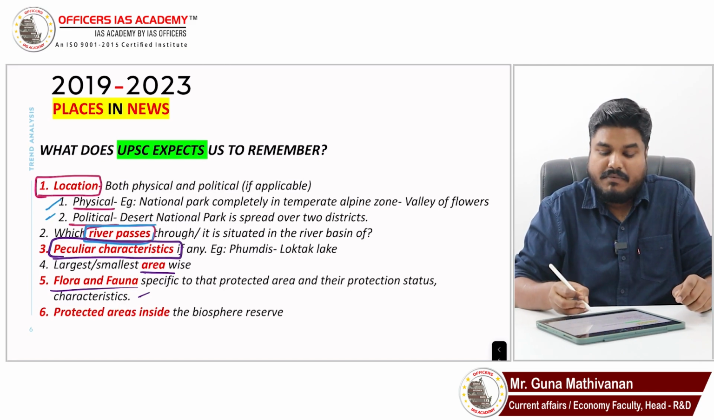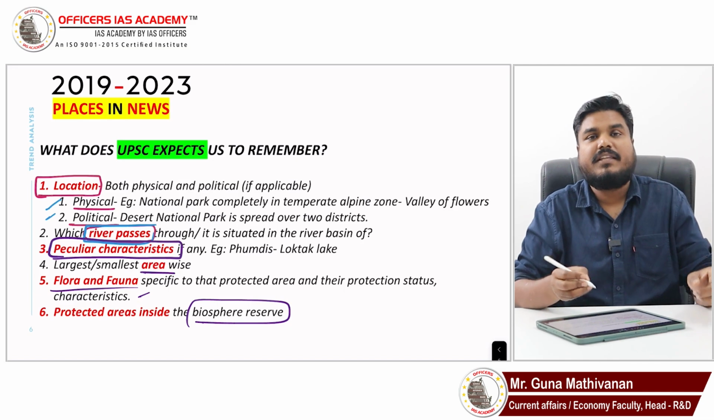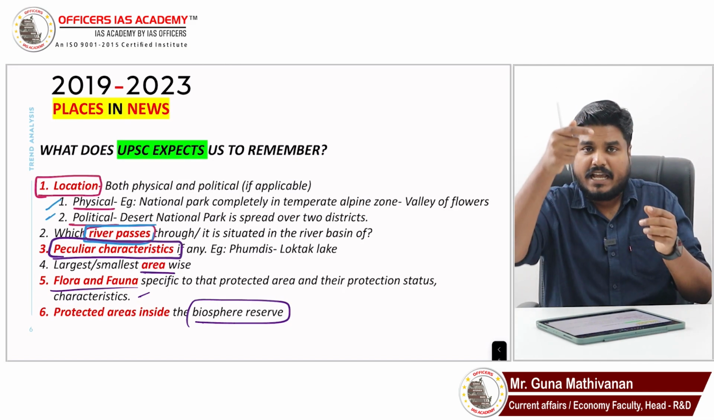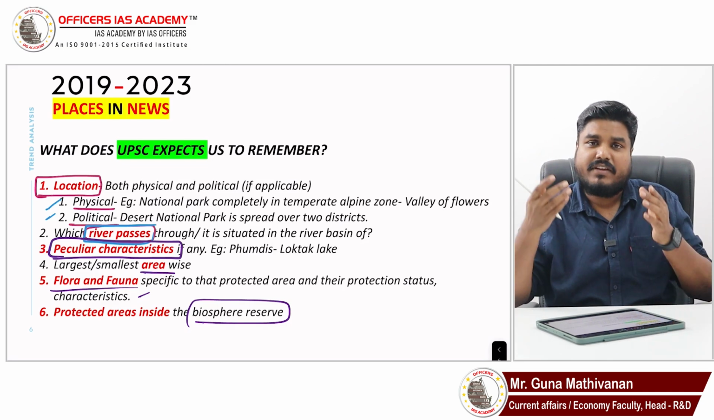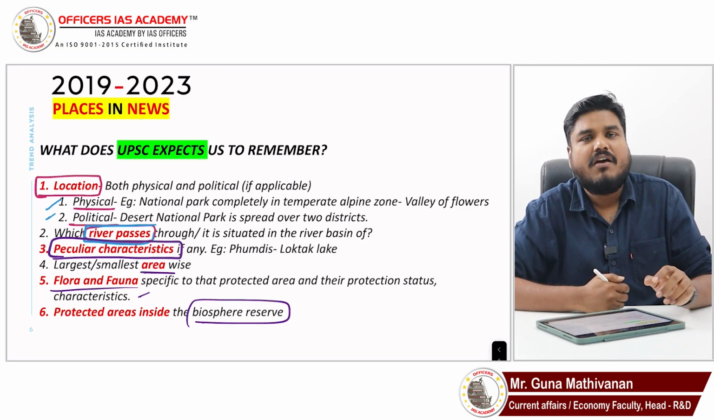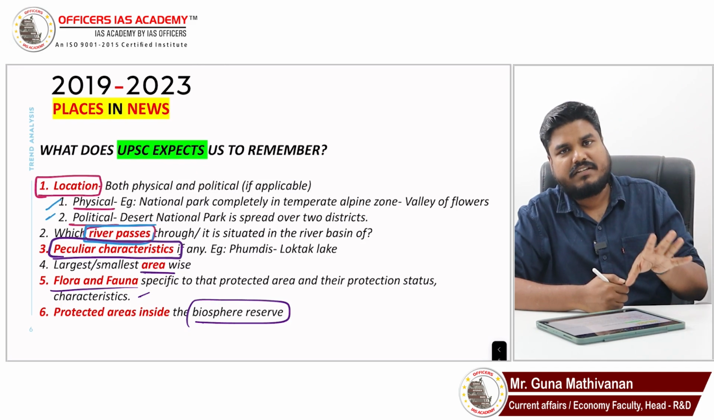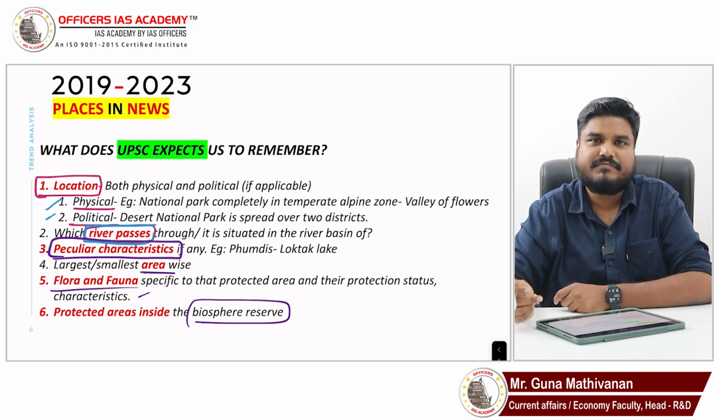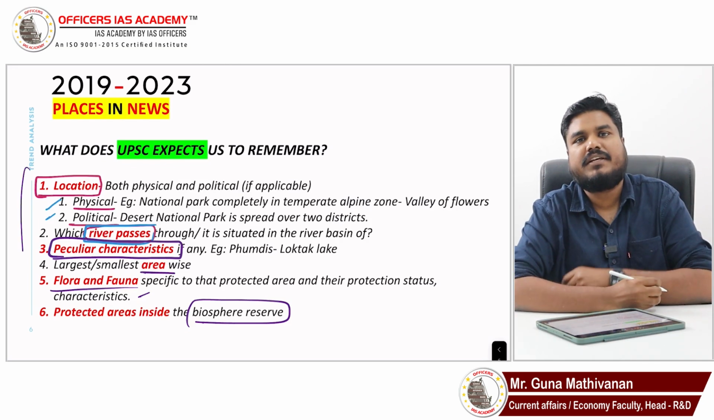And if you come across a biosphere reserve, then find out what are the national parks, sanctuaries available within that biosphere reserve. Or you read a national park, just check whether that national park is a part of a biosphere reserve, which biosphere reserve. So these 6 items, right?